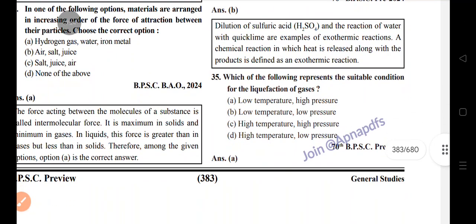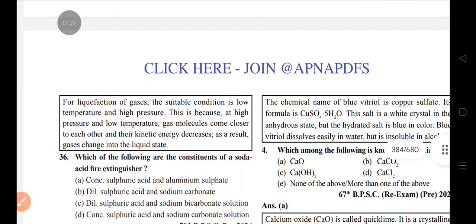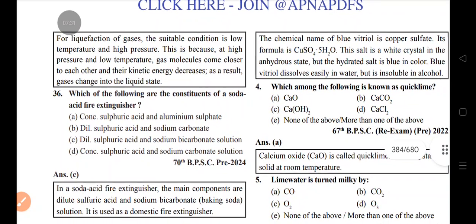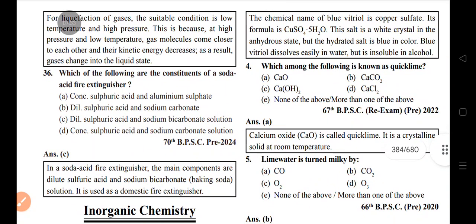Suitable condition for liquefaction of gases: low temperature, high pressure. Which of the following is a constituent of the soda acid fire extinguisher? Dilute sulfuric acid and sodium bicarbonate solution.